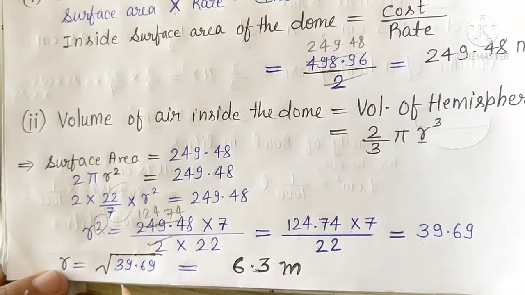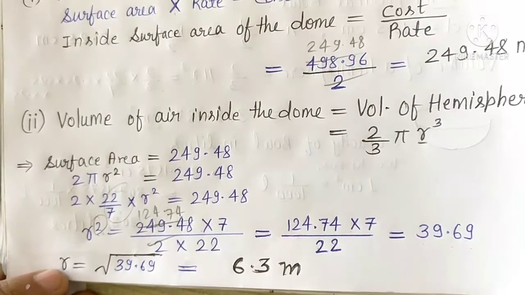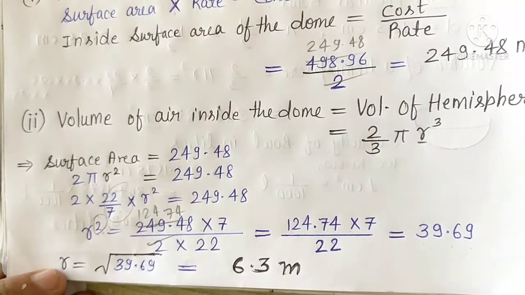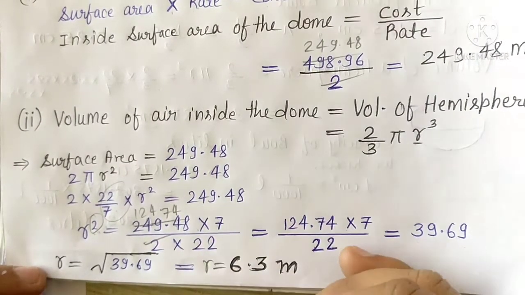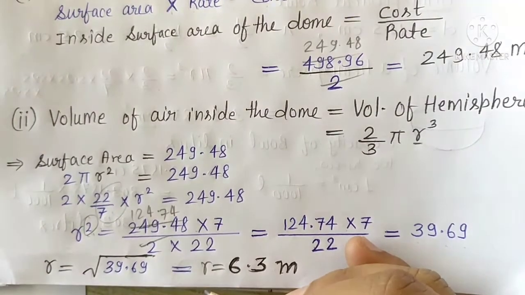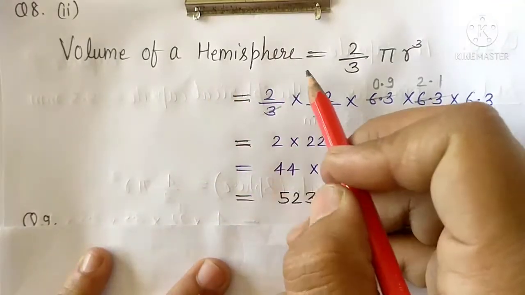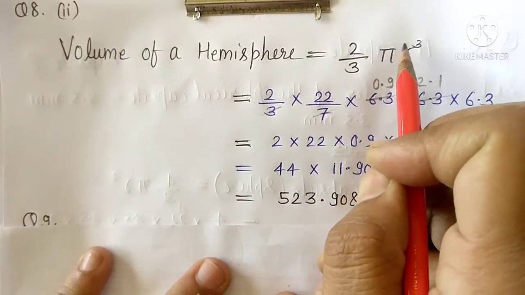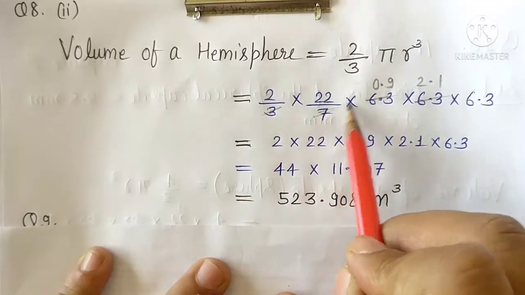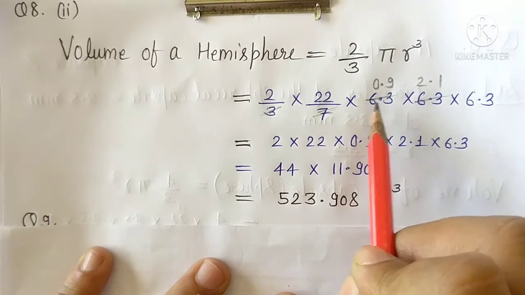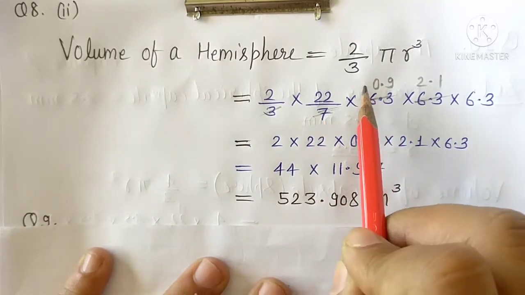Now by using the division method for finding the square root, we found that it is 6.3 meter. So r is 6.3 meter. By using this r, we can now easily find the volume of the hemisphere. Volume of hemisphere is equal to 2 upon 3 pi r cube. Now we have r also, so we can put the value of r: 6.3 into 6.3 into 6.3. 7 and 63 gives 6.3, so it will come 0.9.